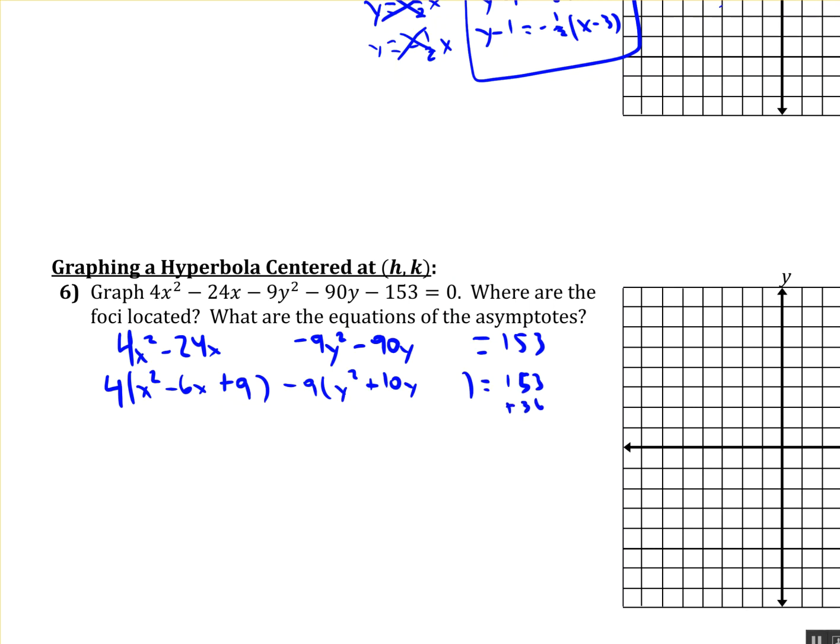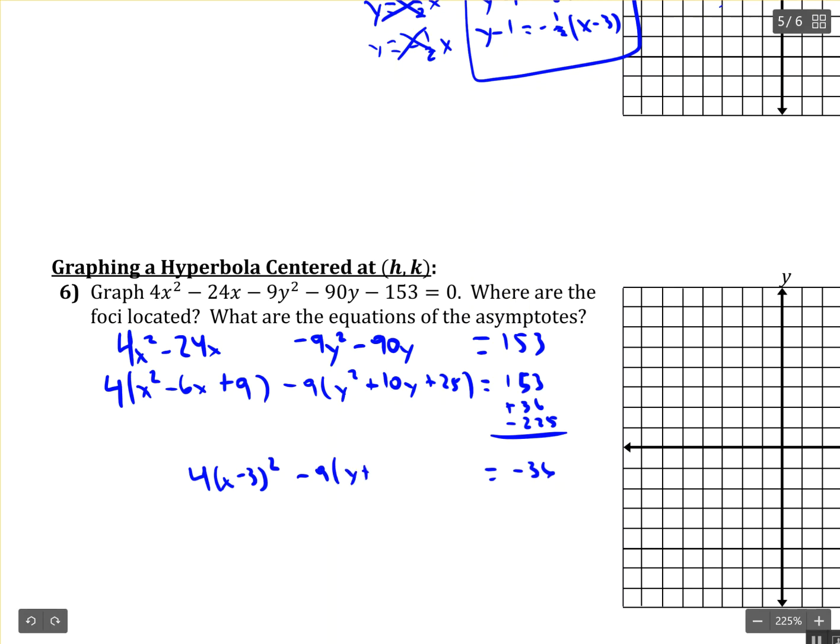And then half of 10 is 5. Squared is 25, is what I meant to say. And 25 times negative 9 is negative 225. So I need to balance by subtracting 225 from this side. So I end up with 189 minus 225, negative 36. So I get 4(x minus 3) squared minus 9(y plus 5) squared equals negative 36.